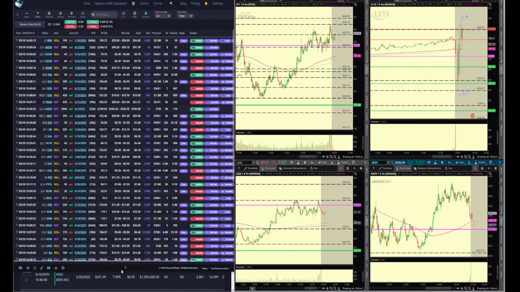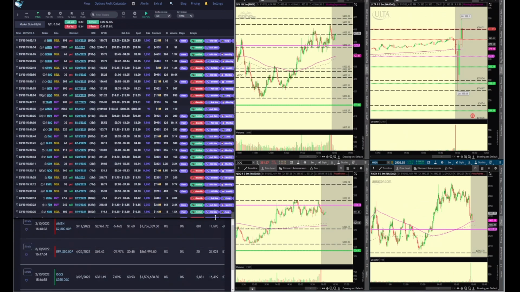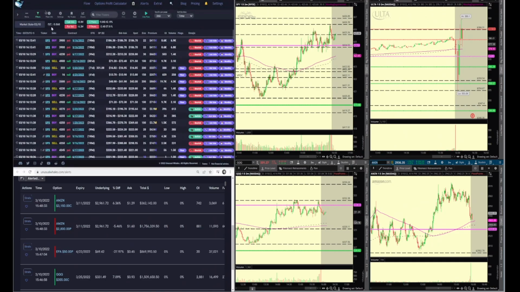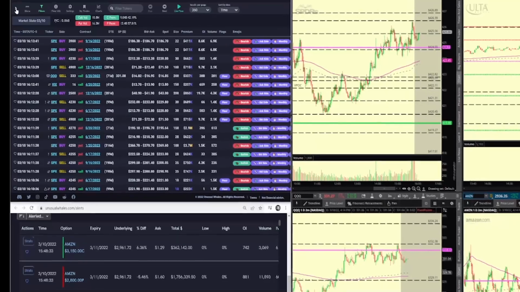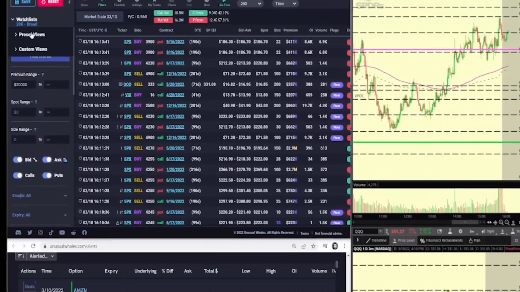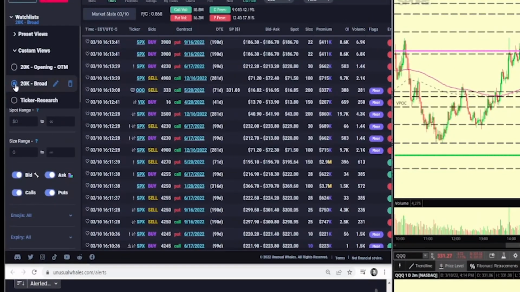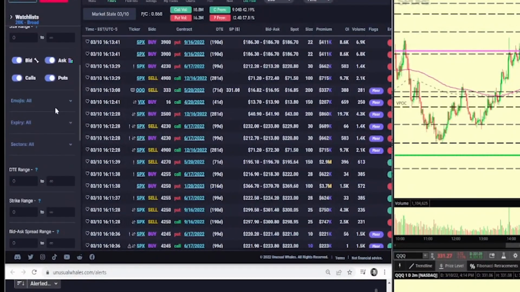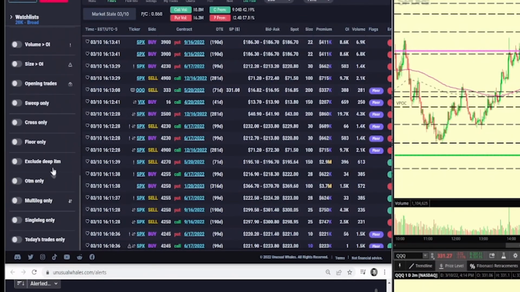But when I'm day trading, I'm actually putting more weight on the next tab I'm going to talk about, and that is pretty much my day trading tab. And I'll get into that again here. So the watch list here that I have, I've built 20K broad. By broad, what does that mean? That means that I'm really just looking for premiums that are above 20K. I'm not trying to filter anything else.